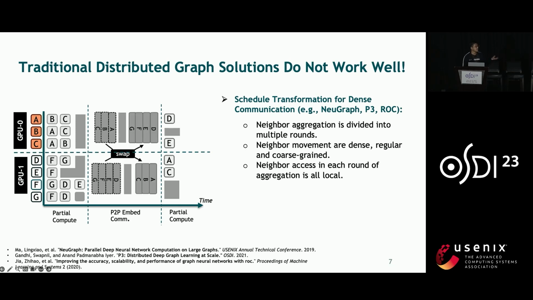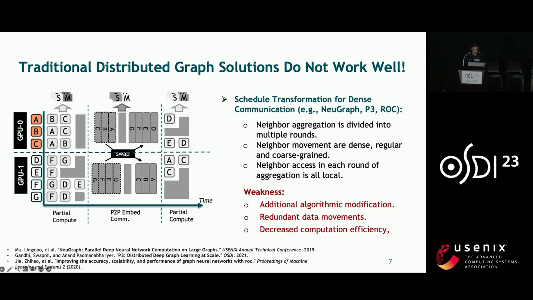And the last phase is to perform the neighbors that are already fetched from the remote GPUs after the swap. With this kind of solution, we also encounter several weaknesses. Firstly, we have to perform additional algorithm-level transformation such that it can fit into this kind of coarse-grained and regular communication pattern. And secondly, there is redundant data movement because we have an even coarse-grained communication between the GPUs.